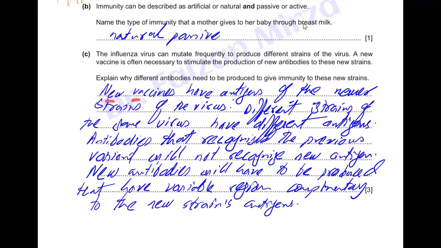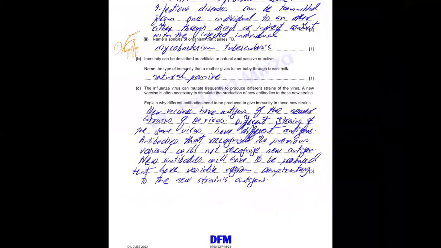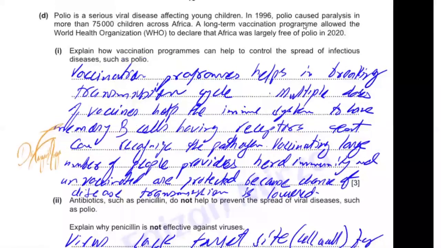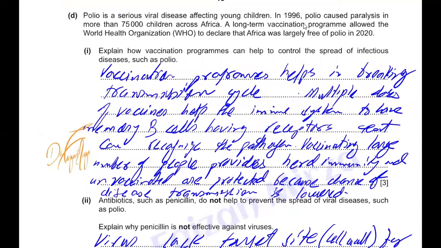We know this: the new vaccines will have the antigens of the newer strains because the strains will be different. Different strains of the same virus have different antigens. Antibodies that recognize the previous variant will not recognize the new antigen. The new antibodies will have to be produced that have the variable region complementary to the new strain of the antigen. You need to recall how the antigen and antibody bind to one another by complementary shape. An antibody recognizing one antigen will not bind to another antigen. You need to have a separate antibody for that.